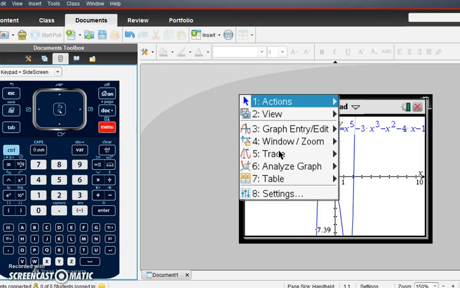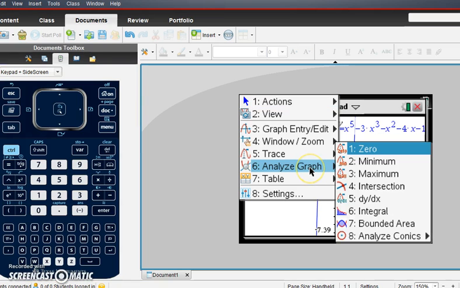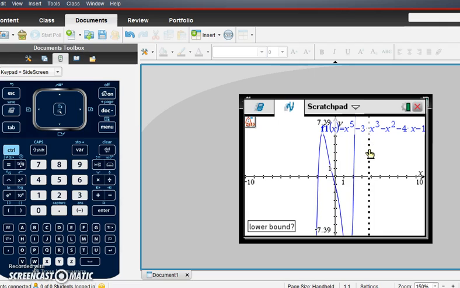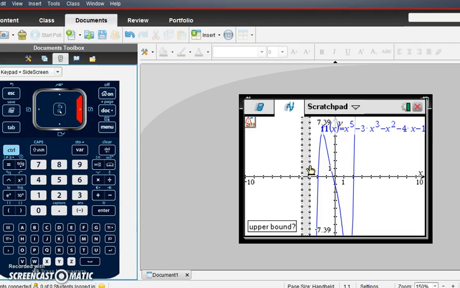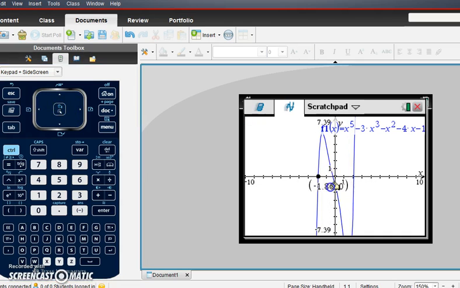I'm going to go to Menu, Analyze Graph, Zero, that first one, and I'm going to move to the low side of the first one, and then I'm going to move it back over until I get just past that first zero, and there it is. So my first zero is at -1.86, comma 0.